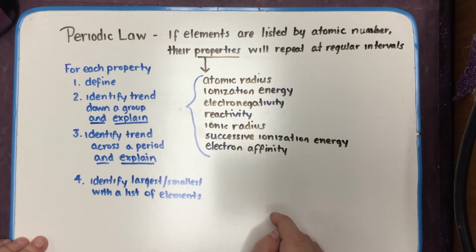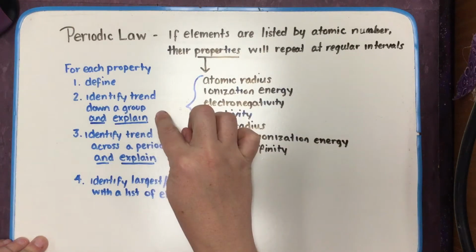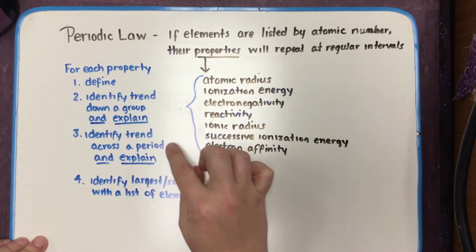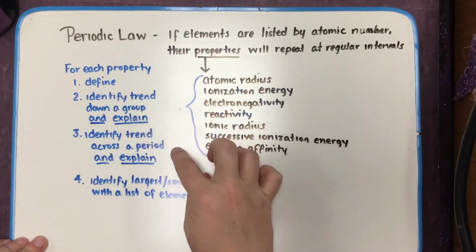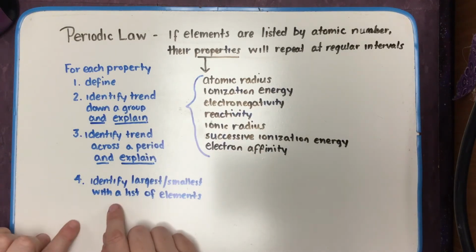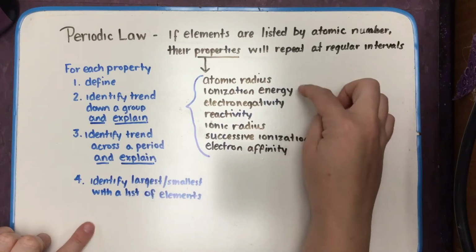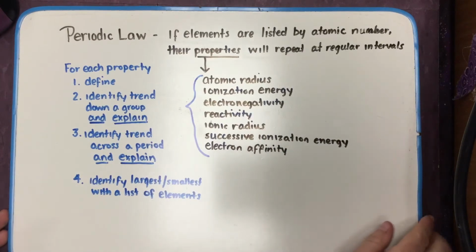Just like with atomic radius, we want to make sure that we can define each of those two properties. We want to make sure that we can identify the trend going both down the group and across a period. And we want to make sure that we can explain each of those trends. So why are they the way they are? And then we want to look at minimums and maximums. So which one has the highest and lowest, or largest and smallest ionization energy and electronegativity.